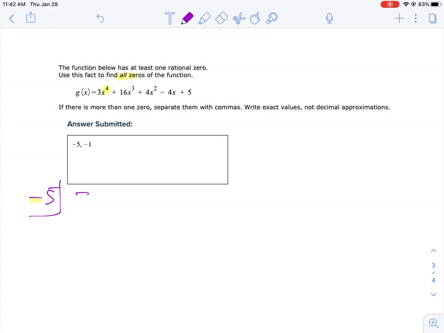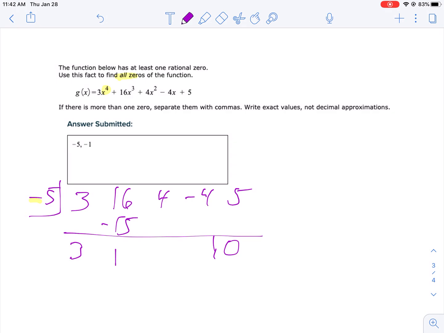So 3x to the 4th, 16x cubed, positive 4x squared, negative 4x, and positive 5. Since it's a root, I should get a remainder of 0 here. So let's do that. Bring down the 3. 3 times negative 5 is negative 15. 16 minus 15 is 1. Times negative 5 is negative 5. 4 minus 5 is negative 1. Negative 1 times negative 5 is positive 5, which gives 1. 1 times negative 5 is negative 5. I get a remainder of 0.